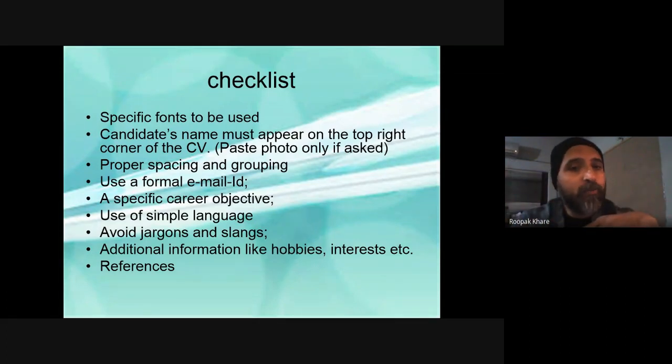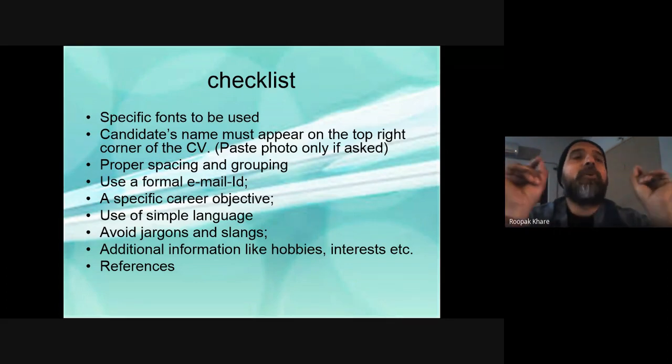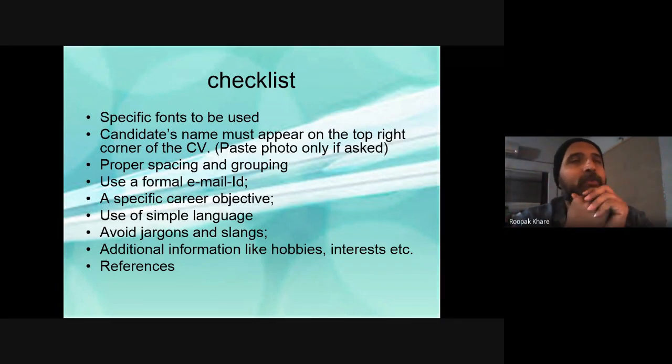Proper spacing and grouping should be done. Formal email ID should be given, which I will tell you later. A specific career objective should be defined there. Now, this is a very common mistake in a lot of CVs. See, when you're applying for a job, it is important that you know what is asked from you, what is demanded from you, what the employer is looking for. And accordingly, you should match your career objective. If it does not match at all, why apply, of course? But then you should also be able to express yourself well, that why your targets, your aims in your professional life match the requirements of the employer. So that has to be given there.